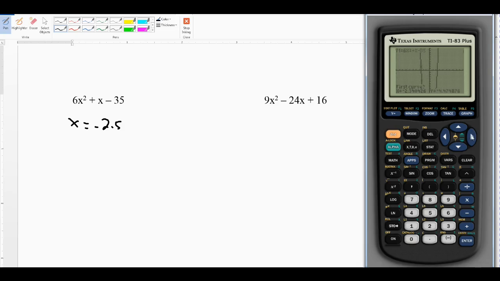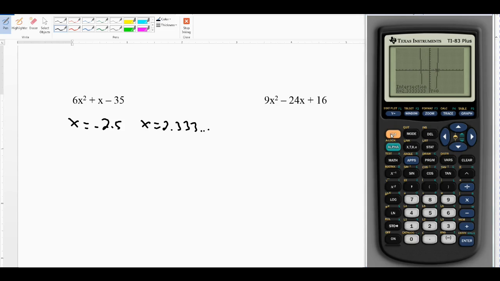Let's go to the next one. Looks like it's around 2. Once again, I'm looking at the x here. When it gets close to 2, I'll slow down. See that? Hit enter 3 times. And we get x equals 2.333, so on, so on.